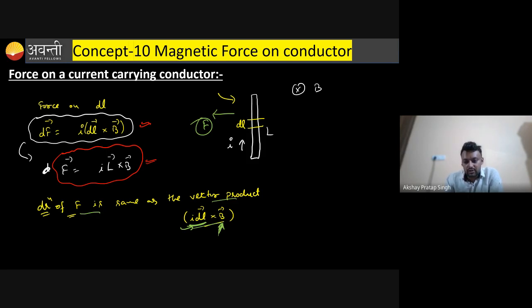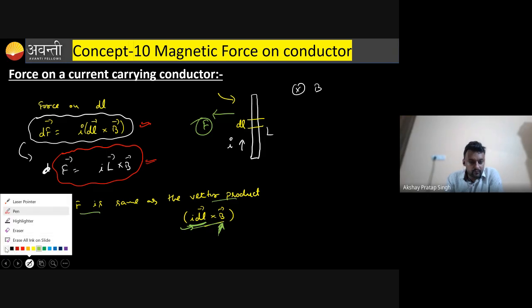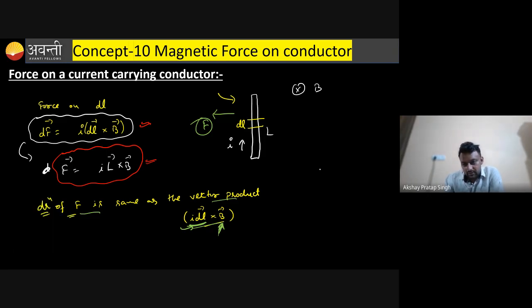I will ask one question here to confirm whether it is clear to you or not. Let's suppose this is the wire which has some current I, and this is the magnetic field B. This magnetic field is coming out of the paper, or out of the screen that you are watching. So tell me the direction of magnetic force.